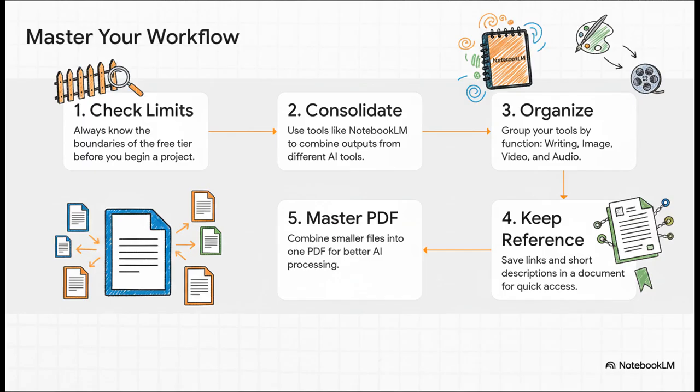First, and this is important, always check the limits on the free plans so you don't get any surprises mid-project. Second, consolidate your notes. A tool like Google's NotebookLM is perfect for this. It lets you bring all the text outputs from different AIs into one place. Then, organize your tools by category: writing, image, video, and keep a little reference document with links so you can find them quickly. And finally, a little pro tip: combine smaller files into one master PDF before you upload them. It just makes AI processing so much smoother.